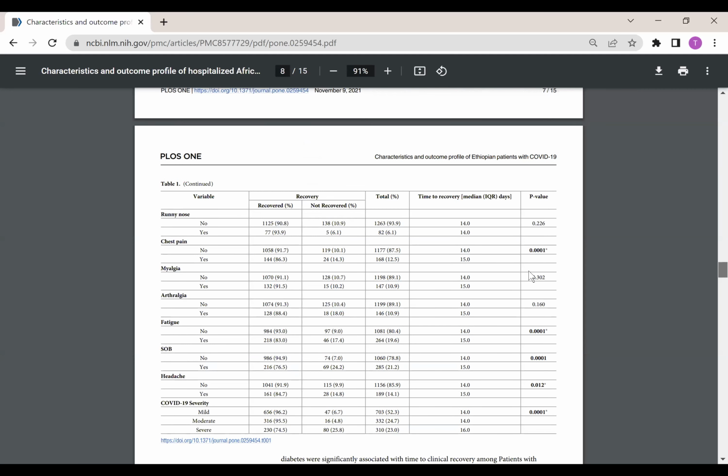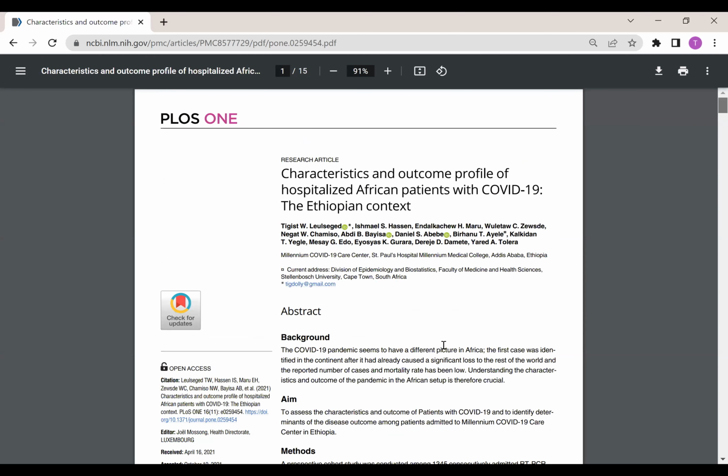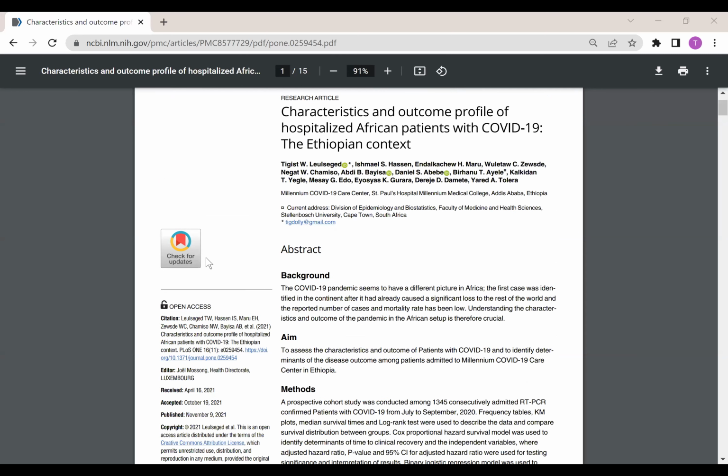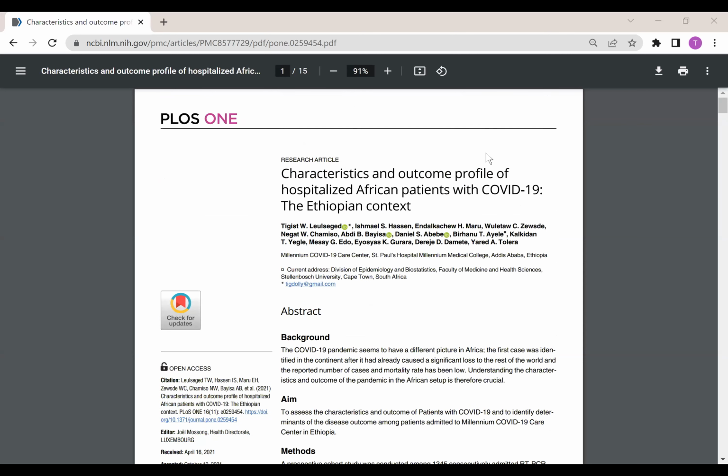Can you see this article? So this is an article on, you can see this page, right? Dr. Brooke, can you see this? Emma, anybody, can you see this?